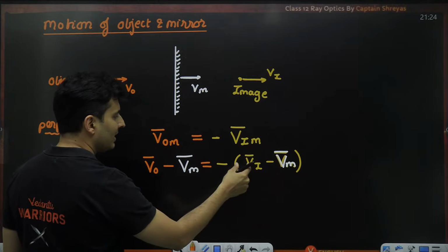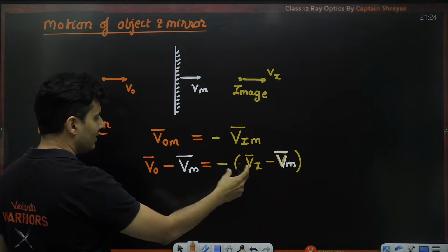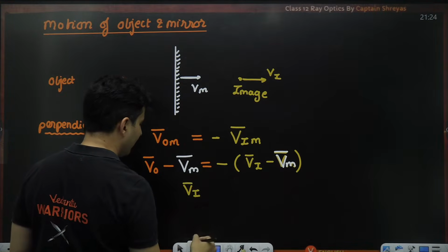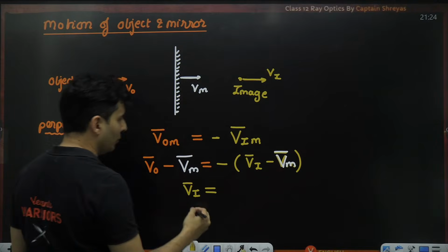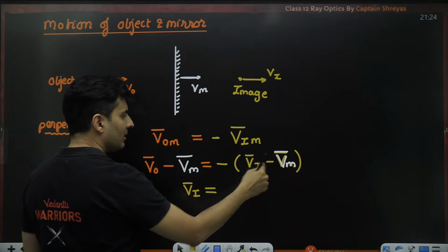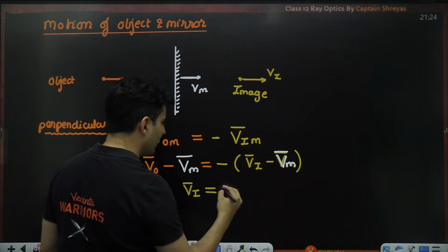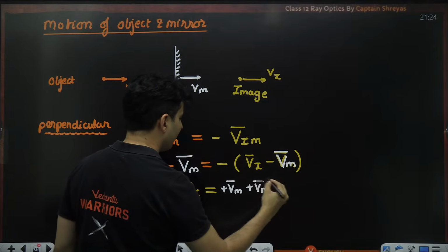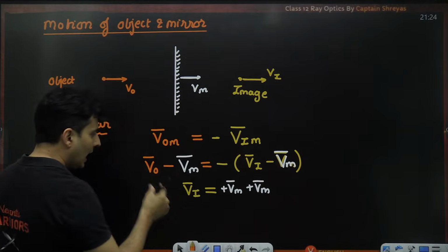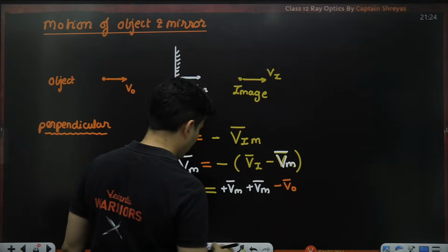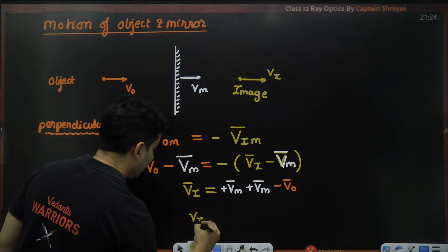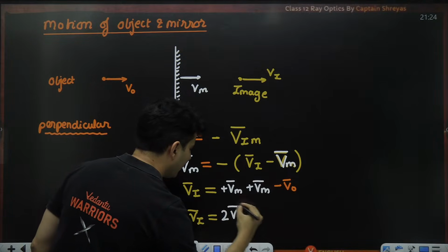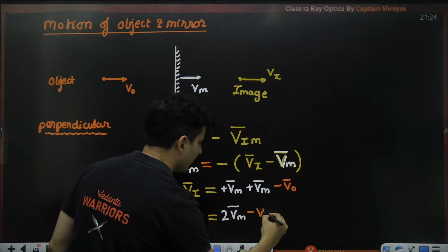So we want basically Vi. This is minus Vi. Minus Vi comes on this side. It will become plus Vi vector is equal to. Look at this minus Vm. This minus Vm, 2 times it will come. This minus Vm will become plus Vm. And this minus minus will also become plus Vm. And this VO on the other side will become minus VO vector. So therefore, I will get VI vector is nothing but 2 times of Vm vector minus VO vector.